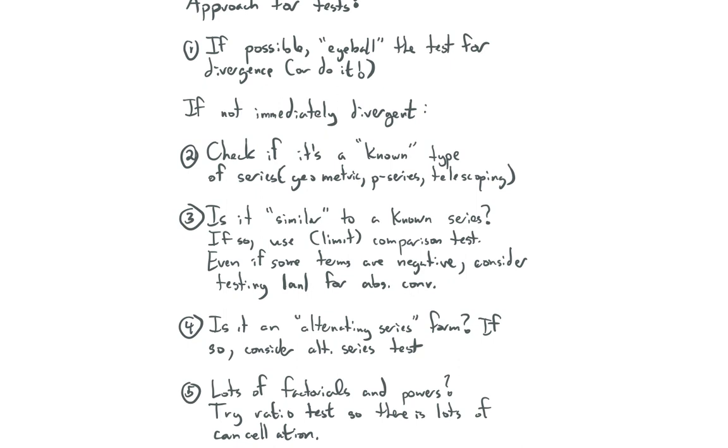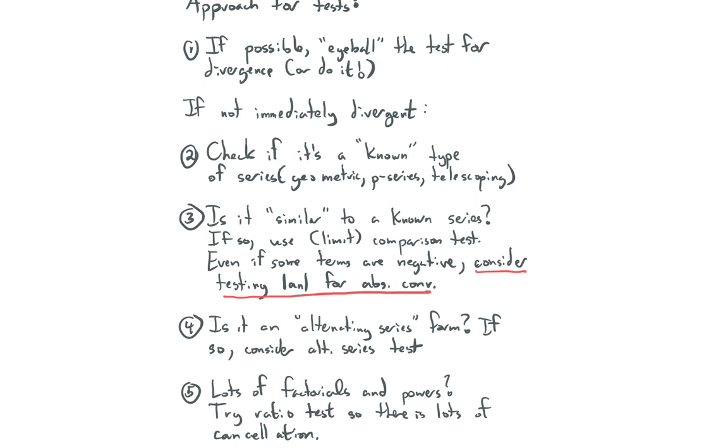Well, maybe it's not exactly a series, maybe it's close to a series. If it's close to a series, you can use the comparison or limit comparison test, and that's a really good idea too. And you could think, well, maybe some of the terms will be negative, so what can I do there? Consider testing for absolute convergence. In fact, that's always a good idea. If you can show absolute convergence, you know that the series itself converges. And we did an example like that earlier in the video. So check if it's close to a known type of series.